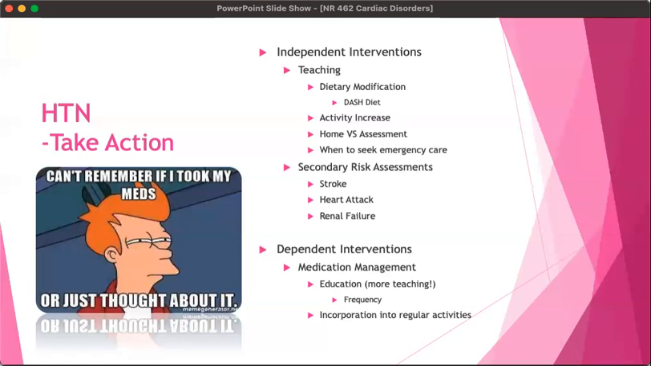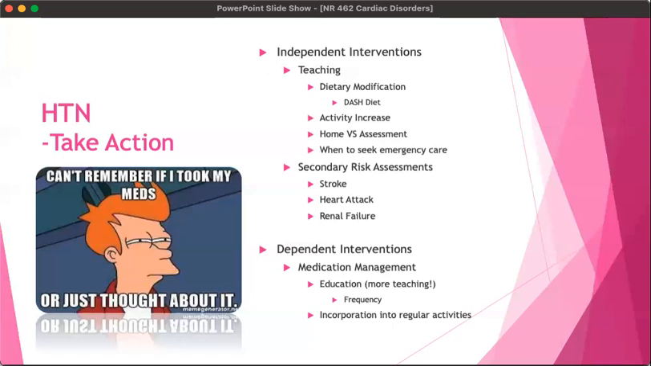So teaching patients about unilateral deficit for stroke, heart attack, so chest pain, shortness of breath, renal failure, like they stop making urine, or disproportionate urine to what they're drinking, or they start to have swelling in their legs, things like that.